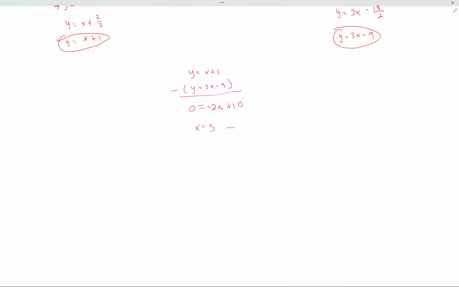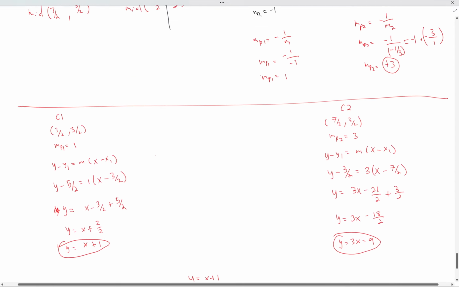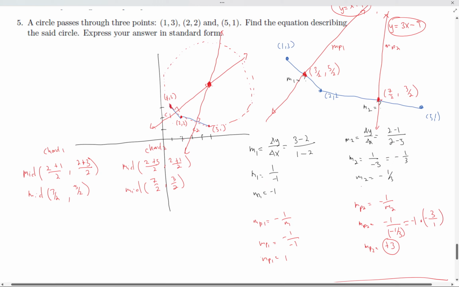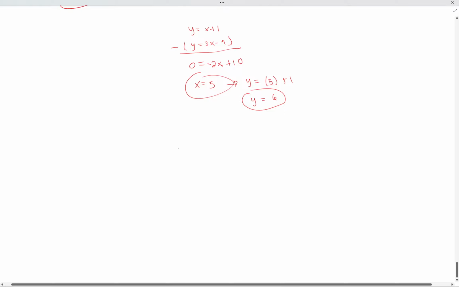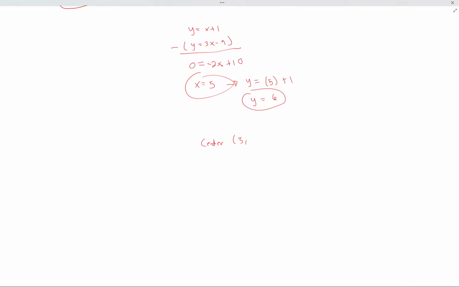Now to figure out y, you just substitute into any of the equations right there. In this case, I'm going to choose the first one. So I have now x equal to 5 plus 1. So its corresponding y value must be 6. Okay, now this is the intersection of those two lines right here, 5, 6. If that's the case, that is our center. Okay, that is the center of that circle. So we now have the center at 5, 6.